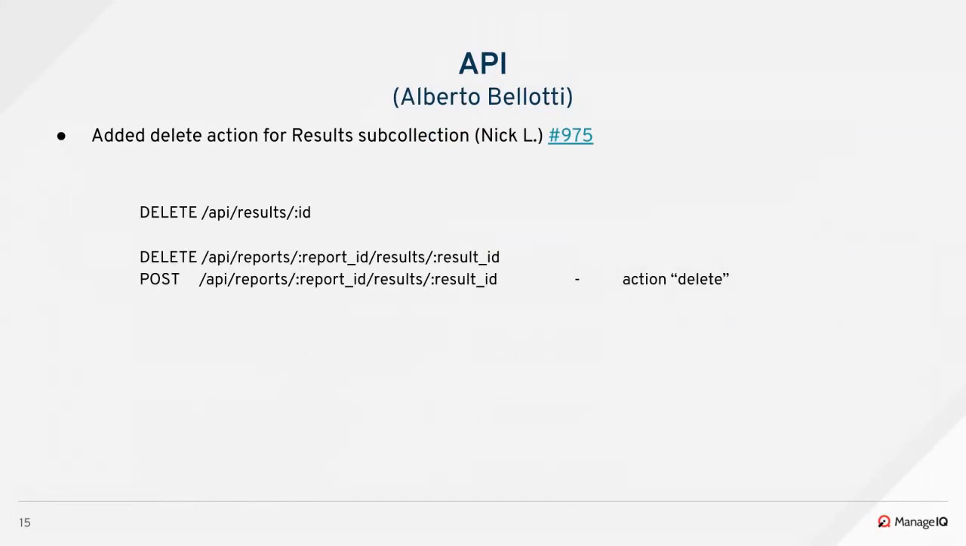Okay, and Nick L. enhanced the results subcollection so we can delete them, showing here the HTTP DELETE method, as well as being able to do the same with the subcollection resource for a particular report. So API reports, the report ID, results, and that particular result ID, DELETE action, as well as the POST action delete. And that's it for the API.